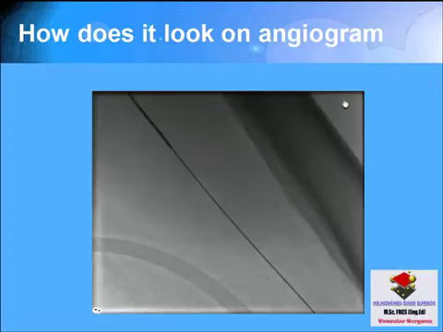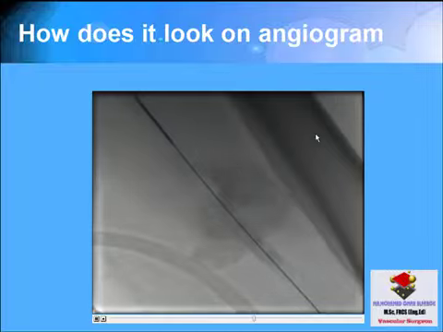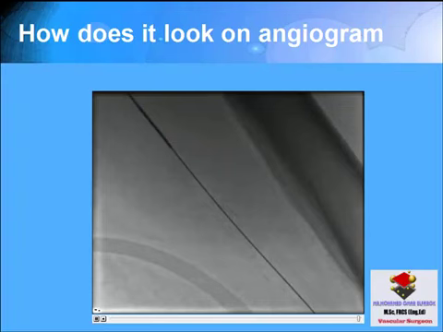So after passing crossover with difficulty, with about half an hour time, we were able to pass wire in superficial femoral artery and to have an angiographic picture. And you can see here the rupture, and you can see the amount of bleeding, but you cannot really localize where the origin of the rupture is.